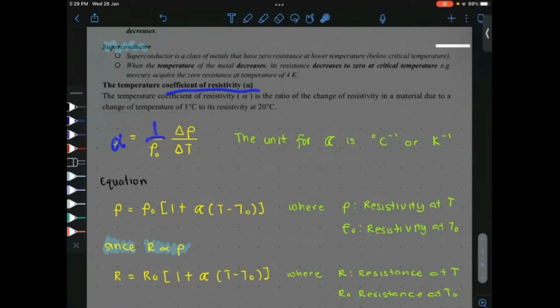R naught ini adalah resistivity at a reference temperature. Okay, naught ini indicate reference point kita. Reference point ini always occur at 20 degrees Celsius. Okay, scientifically it should be at 20 degrees Celsius, because when you want to prove and also to identify the value of alpha ini, the experiment was conducted at 20 degrees Celsius. So ini adalah reference point kita.